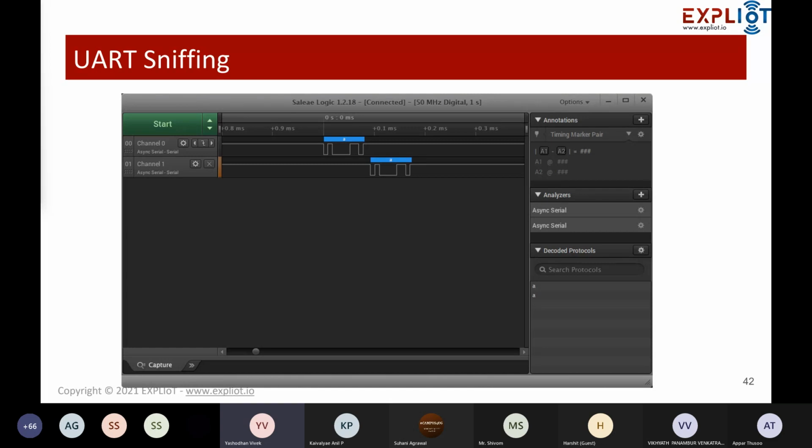So this is just a character that I have shown. But eventually, if you are sending strings, you can connect a logic analyzer, get all those signals on it, save them in a file, and understand what communication is happening between the two systems. So UART sniffing is one simple attack one can do.